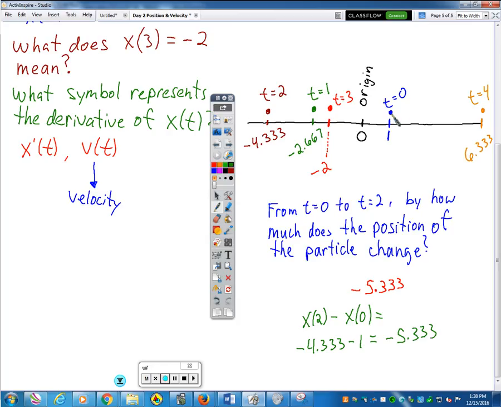The particle could have gone 10 this way, 10 back, and then ended up here, which means it would have traveled a total distance of 10 plus 10 is 20, plus the 5, so it would have gone 25.333. Everyone hear this? The test will refer to that as the total distance traveled. That's different than change in position. When we're talking about change in position, we don't care how much the particle traveled. All we care about is how much the position changed.